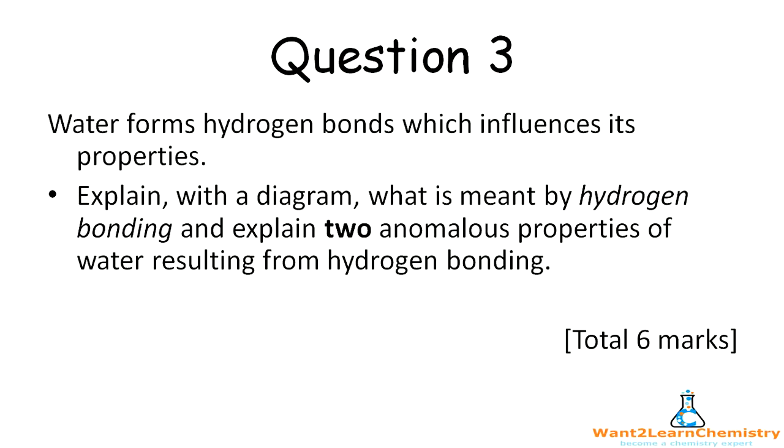Question 3, worth 6 marks. Water forms hydrogen bonds which influence its properties. Explain with a diagram what is meant by hydrogen bonding, and explain 2 anomalous properties of water resulting from hydrogen bonding. Now let's go through the answer.